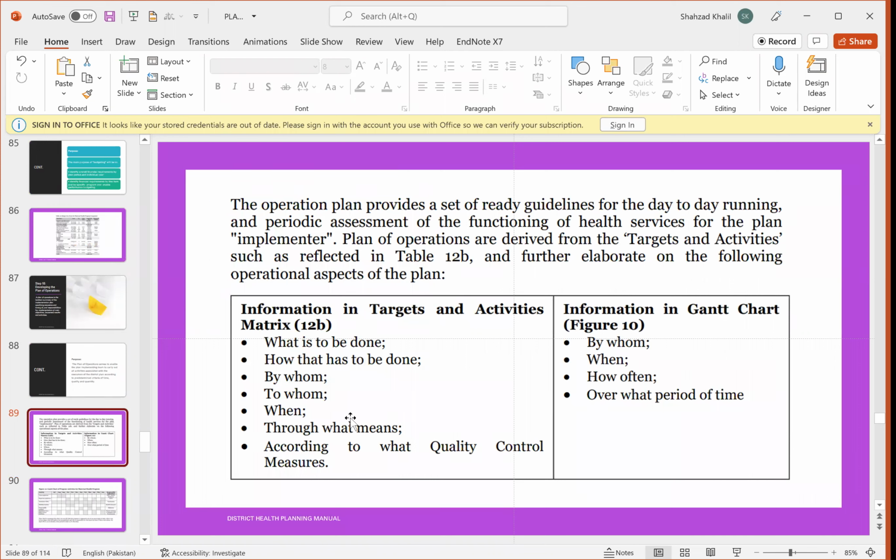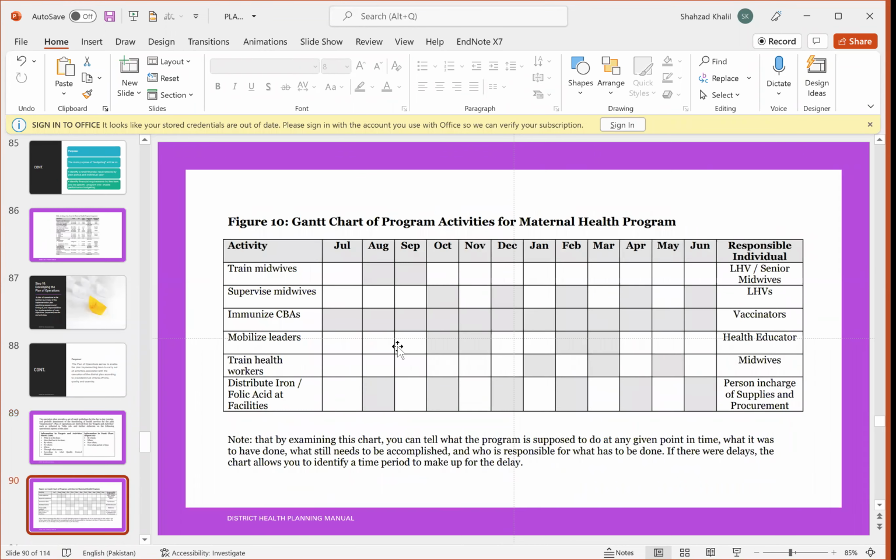Plan of operation is divided into targets and activities, and by the Gantt chart. Information on target and criteria: what is to be done, how to be done, by whom, when, where, means according to quality control measures, and it is done by Gantt chart. Information in the Gantt chart: by whom, when, how often, what time period. So this is one example of the Gantt chart of the program activity.